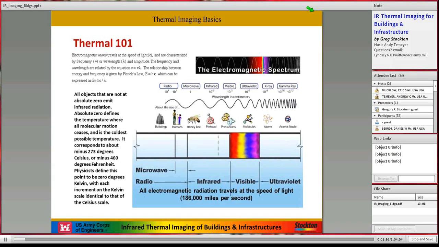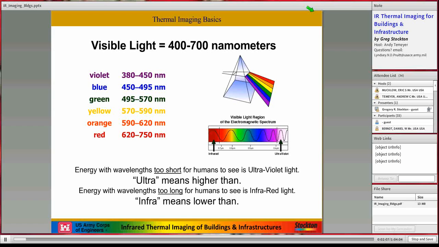Infrared is just below visible light, meaning just below what you can see visually. And visible light is 400 to 700 nanometers, and you see it's broken down into colors. And so in the electromagnetic spectrum, ultra means higher than, and infra means lower than, and that's where it gets its name.